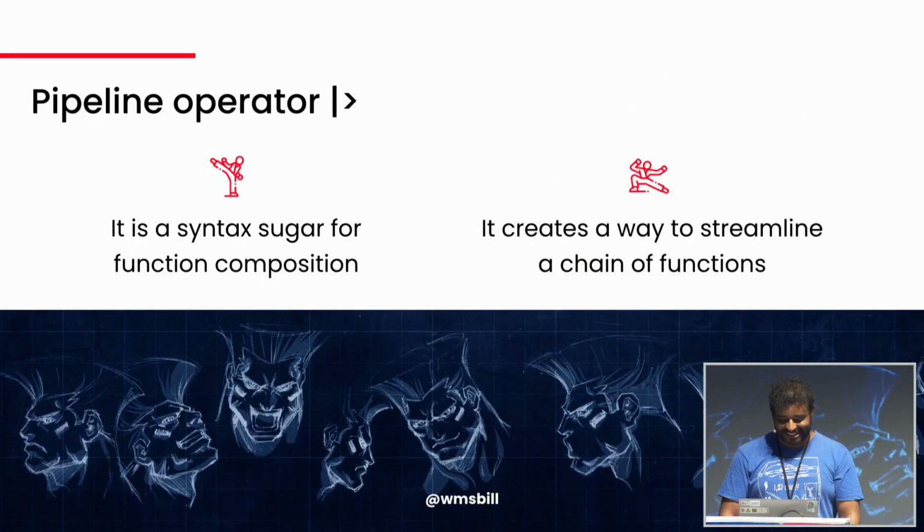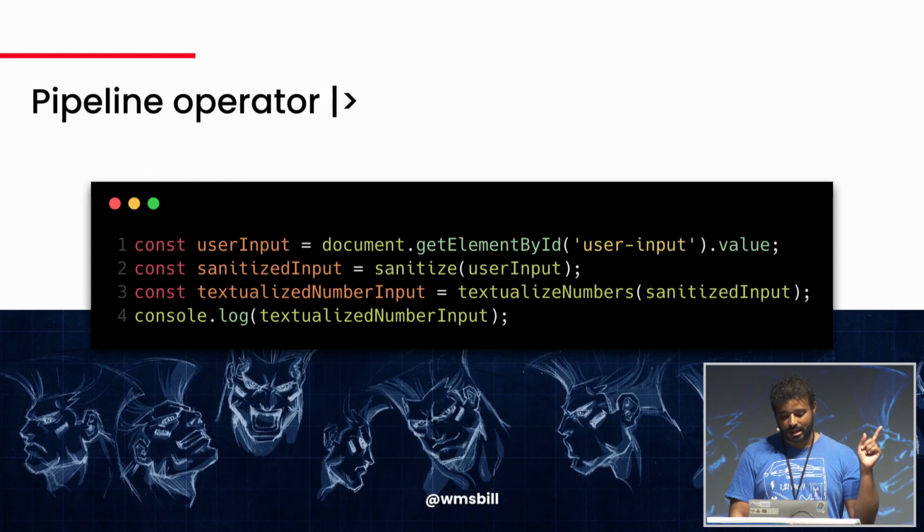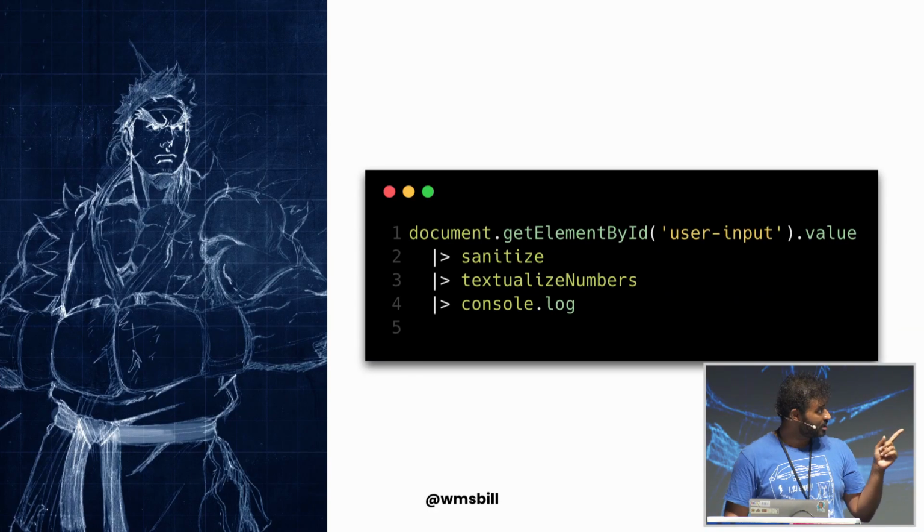The pipeline operator is syntax sugar for function composition. It creates a streamlined chain of functions, and it's backwards compatible. So remember this example here. Using the pipeline operator, I can rewrite this one with this code example.